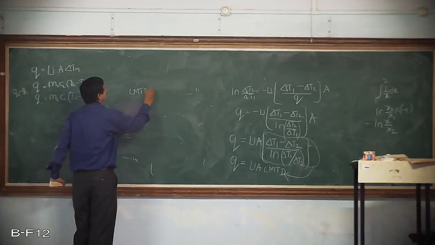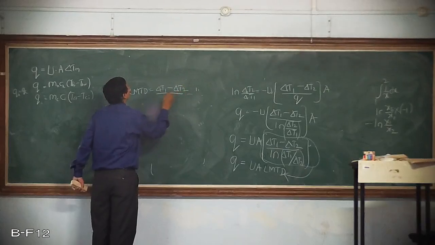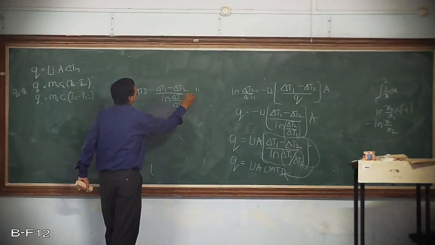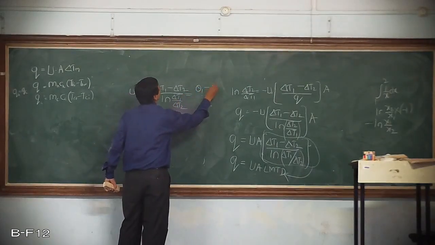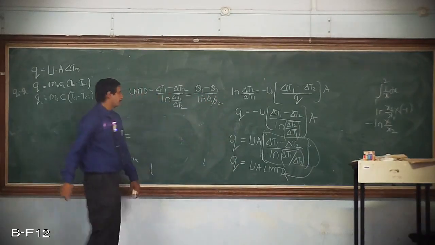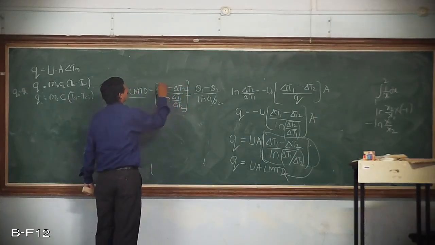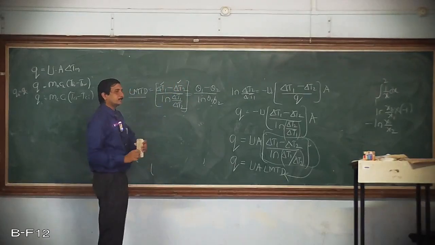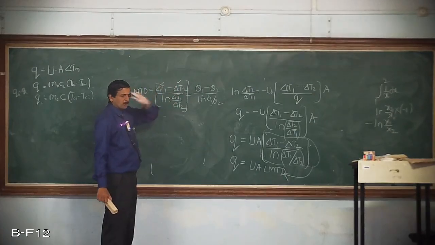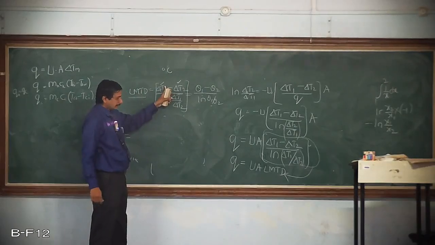LMTD. Let me write it once again. It is the delta T1 minus delta T2 divided by ln of delta T1 by delta T2. We can also write it in terms of theta: theta 1 minus theta 2 divided by ln of theta 1 by theta 2. Now, please see, once again I am repeating. This delta T1 or delta T2 can be in degree or Kelvin, but it should be consistent. So for all the cases, please take the things in degree centigrade only.